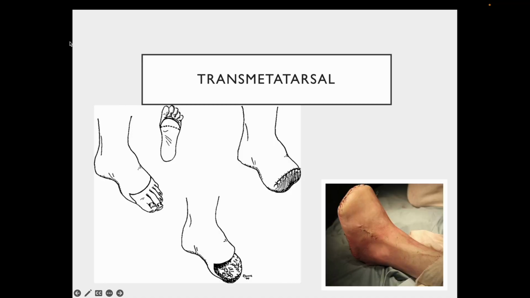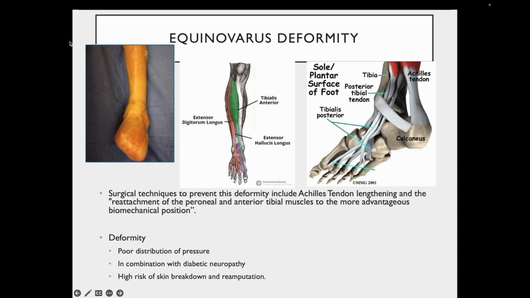So here is an image of a transmetatarsal amputation. An incision is made as such. The toe pads are preserved and flapped over to cover the defect, and that is the stump that you are left with. In the realm of rehab, when we think about foot amputations, we are worried about the equinovarus deformity forming. So why does this deformity happen?